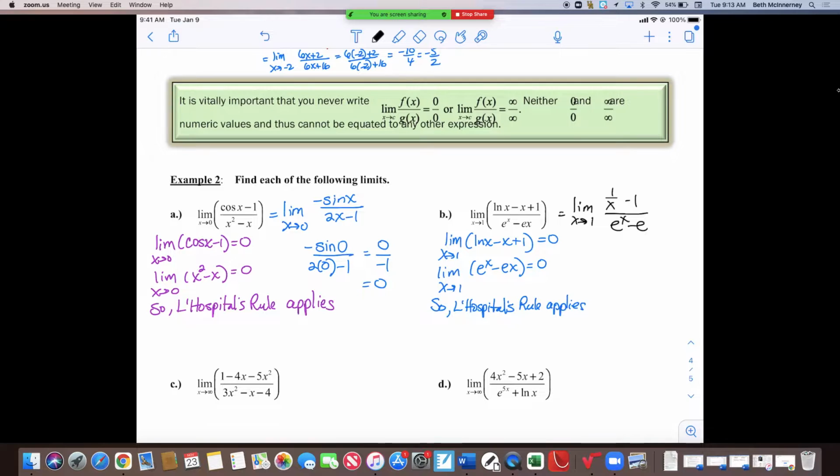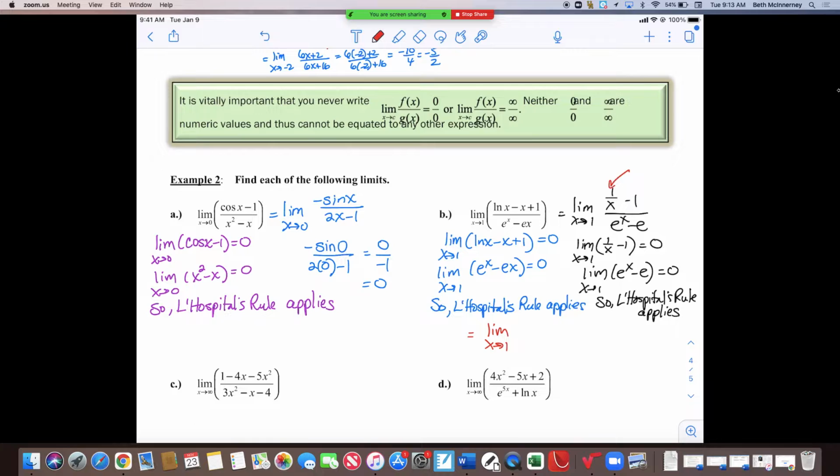So now if I plug in 1, that's 0. And if I do e to the x minus e, that's e minus e, which is 0. So L'Hopital's rule applies again. So let's do the derivative.